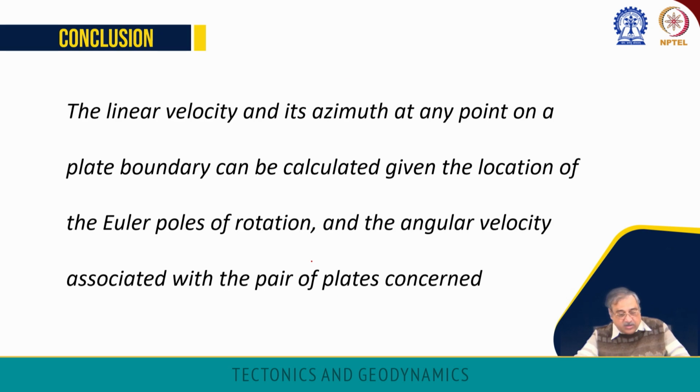So to conclude this particular session, what we can say is that the linear velocity and its azimuth at any point, azimuth means the direction, at any point on a plate boundary can be calculated given the location of the Euler poles of rotation and also the angular velocity associated with the pair of plates concerned. So this is something that we can calculate. So once we are given this value, that means that we have enough information to be able to calculate anything for any pair of plates that we are concerned with.